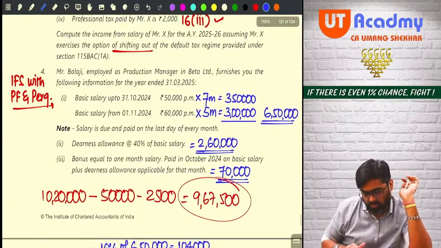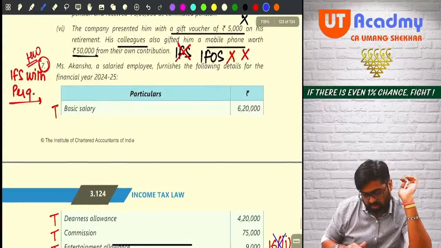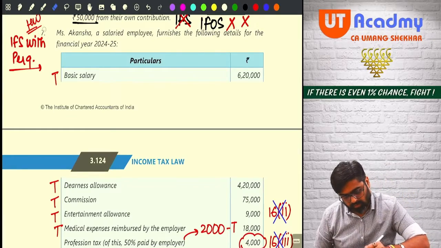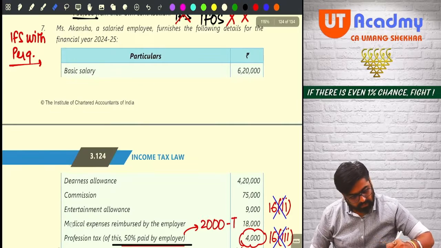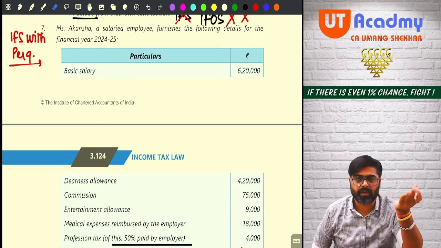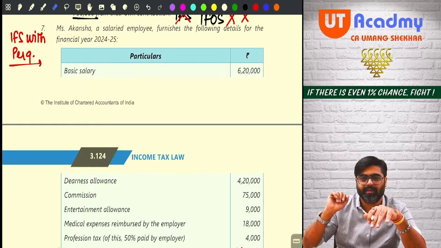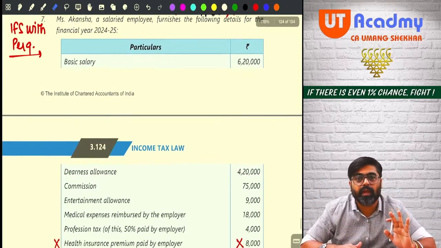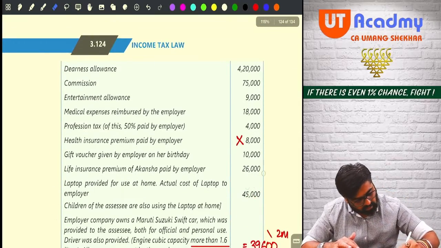Now let's come to question number 7. We are going to do this question together. Question number 7. Now in this question, friends, they are not telling you to calculate the taxable value of perquisite. They are telling you to calculate what? Taxable salary. But while calculating taxable salary, many perquisites will also be given. Okay. Many other benefits will also be given. So all these things we are going to do.